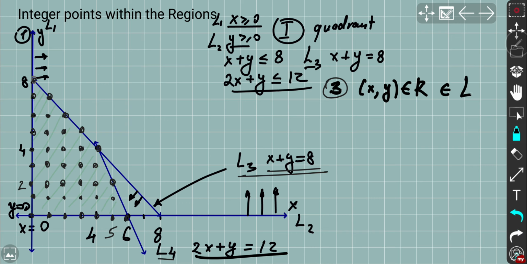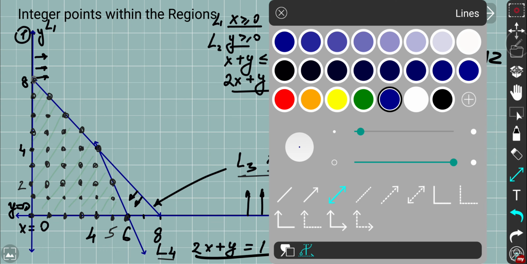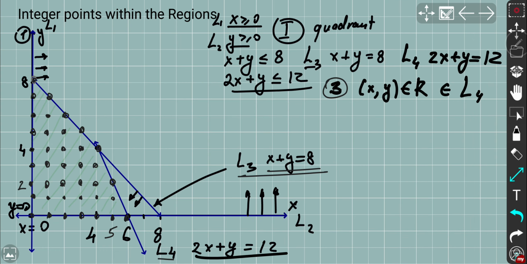And from line 4, which has the equation 2x plus y equals 12. All right, so let's first highlight this line, so it's right there. I just make it bold. Wow, interesting, it's really bold. Okay, so this is line 4.